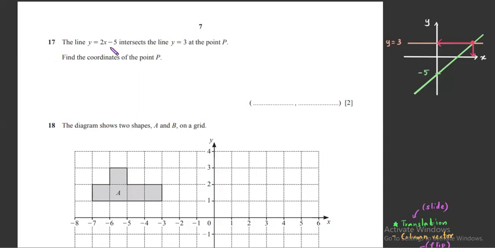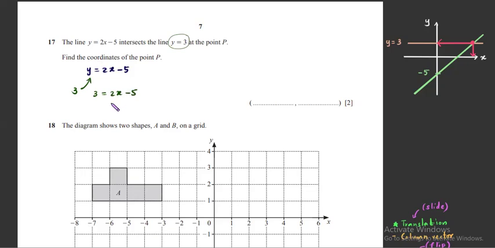The line y is equal to 2x minus 5 intersects the line y is equal to 3 at the point P. Find the coordinates of point P. So this is like solving simultaneous equations. The y is equal to 2x minus 5 is what's given. We are going to substitute y is equal to 3 into this first equation. So the value of y, which is 3, is substituted here, which means 3 is equal to 2x minus 5.